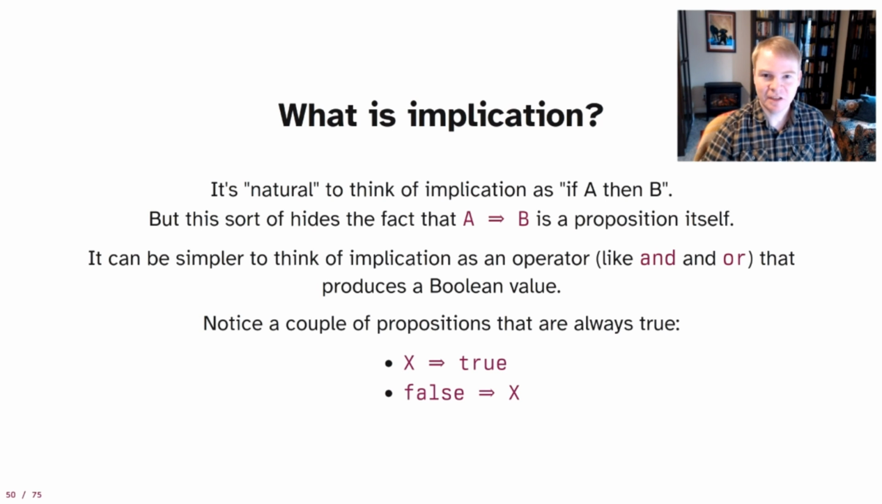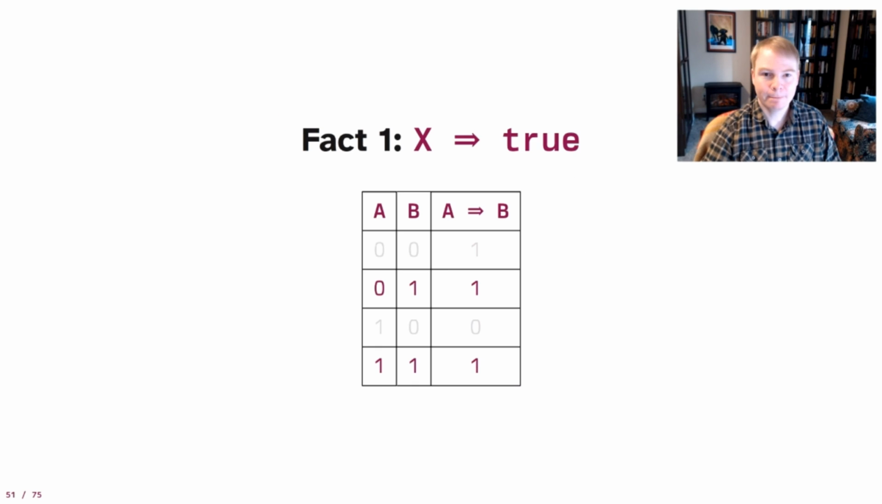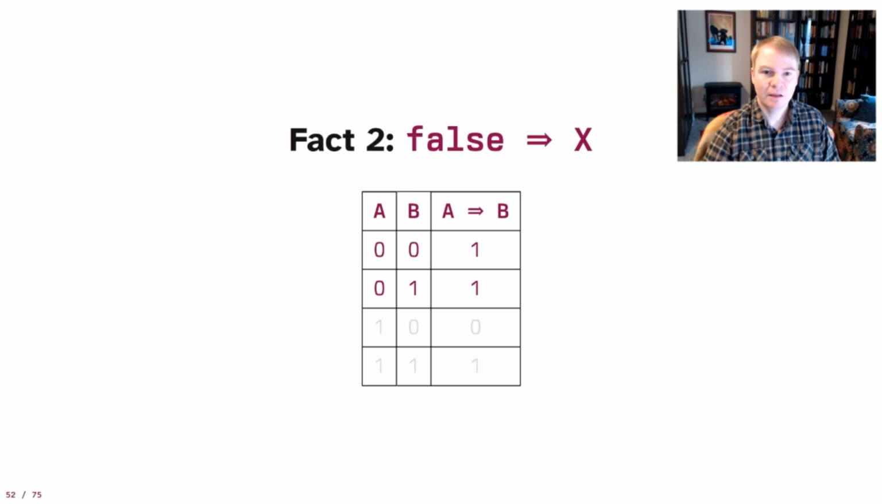So it's sometimes easier to think just of implication as a plain old Boolean operator. There are a couple of implication propositions we can take note of, though. Here is the first one, the easy one. Anything implies true is a true proposition. And we can see this from the non-grayed outlines of the truth table. False implies true is true, and true implies true is true.